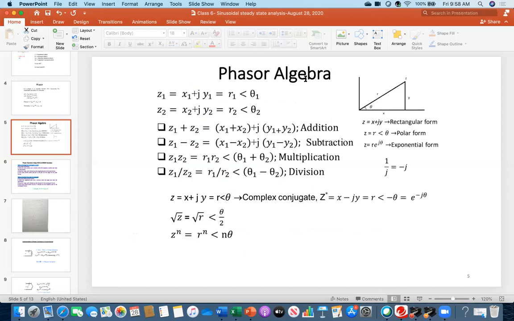At that time you will be opening these phasor algebra rules, looking at the examples from this class lecture on Mondays, and then you will be able to solve them. But at this point, everybody look carefully.